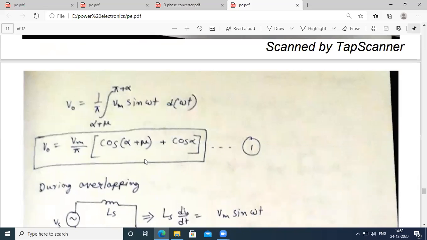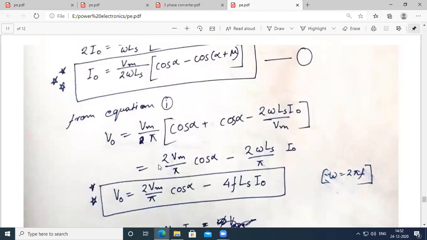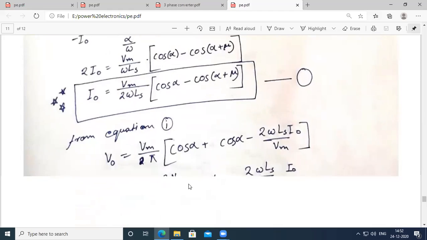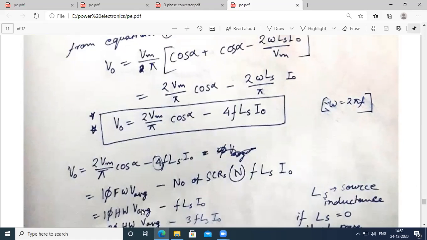Now from equation 1, if I put the cos alpha plus mu value, then we will get the V naught value. There you have to solve it and you will get the output voltage like this. So V naught equal to 2Vm by pi cos alpha minus 4 f Ls I naught. This 4 value is actually the number of pulses.